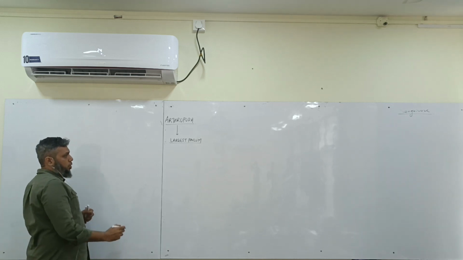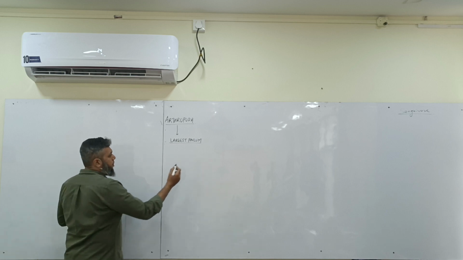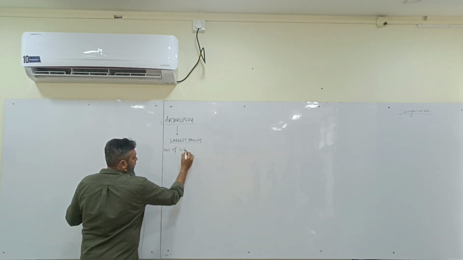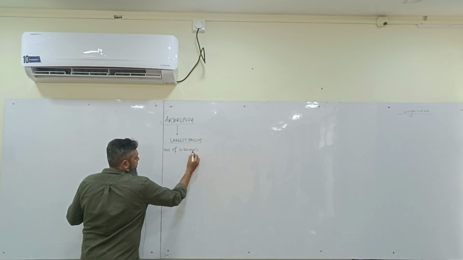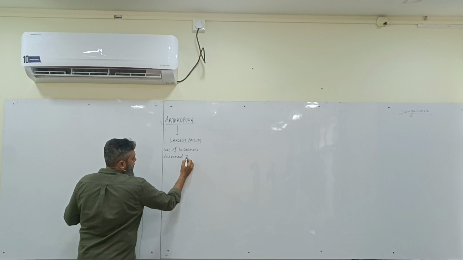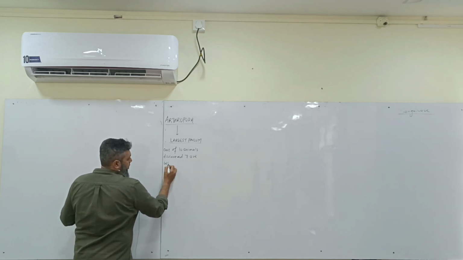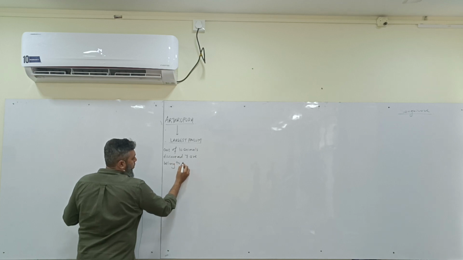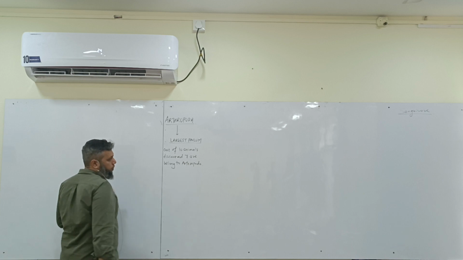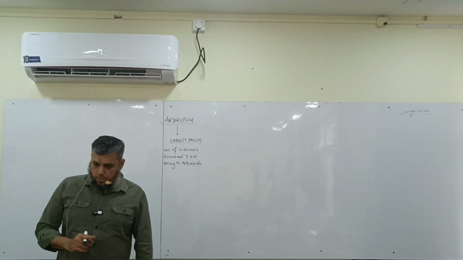In your 12th standard, you have a chapter called Biodiversity and Conservation. It says that out of 10 animals discovered, 7 are insects. Matlab, they belong to Arthropoda. Okay? That is how large it is.